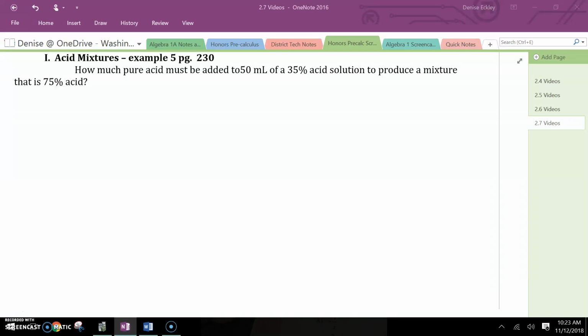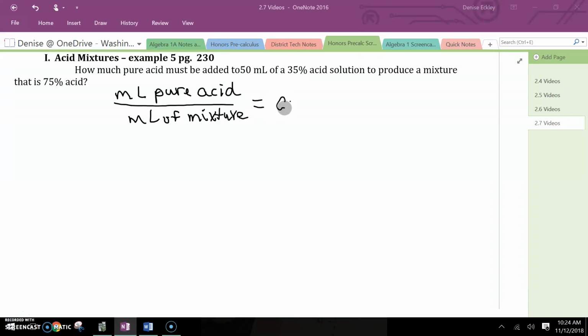The ratio we want to use to calculate that is the milliliters of pure acid over the total milliliters of the mixture, and that'll tell us the percentage of acid in our mixture. That gives us our concentration of acid. So we have to start by figuring out how many milliliters of pure acid are in the present solution, since it's 35%.